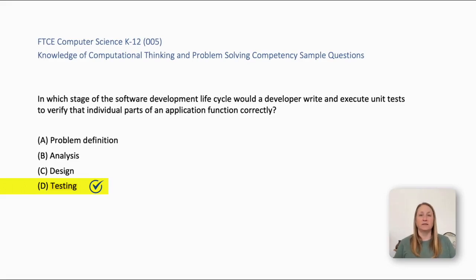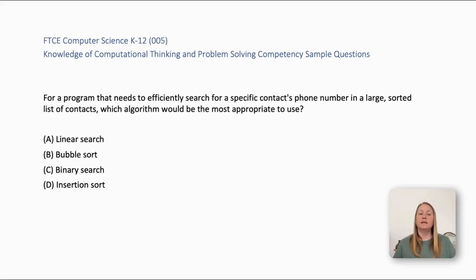For a program that needs to efficiently search for a specific contact's phone number in a large, sorted list of contacts, which algorithm would be the most appropriate to use? A good test-taking strategy is to look for keywords in the question, such as large and sorted. They are big clues. Anytime you see sorted list plus search, think binary search.